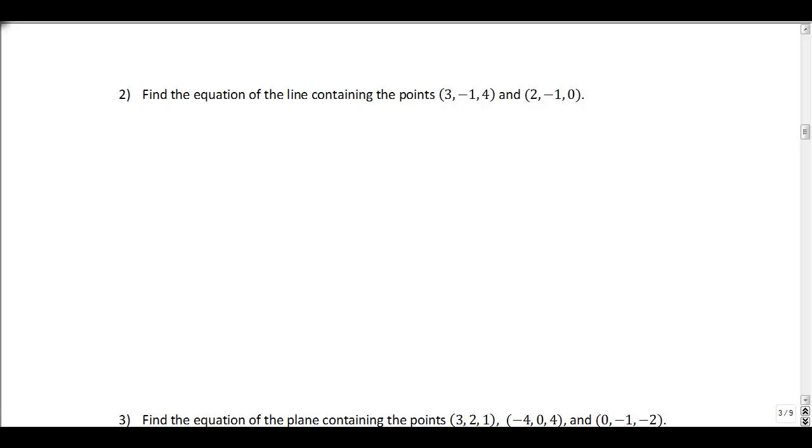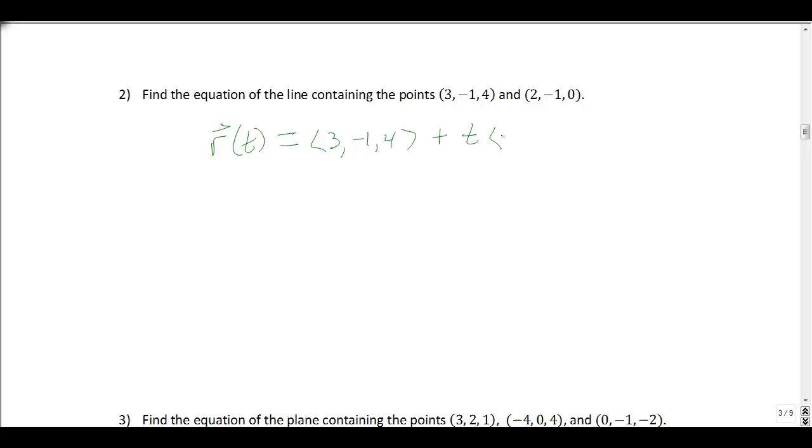New question. We want to find the equation of the line containing the points 3, -1, 4, and 2, -1, 0. So when we say the equation, this is going to be a parametric equation. And so the general setup here is we're going to just do an r of t. What we're going to get is pick one of the points. It doesn't actually matter which one. I'm going to pick the first one. So you can take the point plus multiples of the vector between the 2 points. And the way you get that vector is you're going to subtract component-wise.